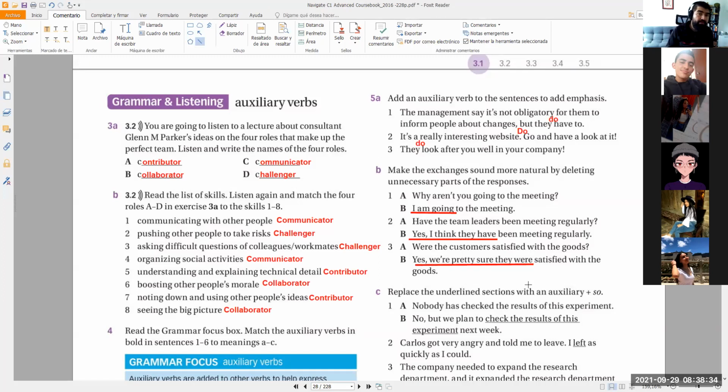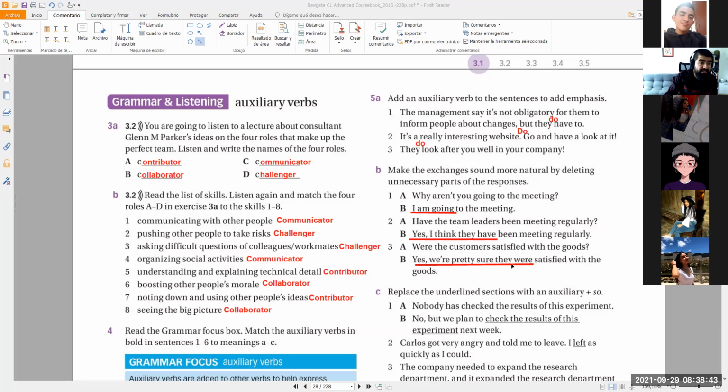Basically, once again, if you remember the topic of phrases, that's going to be it. So as you can see, guys, in the 3 cases, I am going, I think they have been meeting, we're pretty sure they were satisfied, we have verb phrases, which means, remember that phrases are groups of related words. So in I am going, am and going are one phrase. There are 2 words together, they make one action. Here, have been meeting, that's another phrase. And here, we're satisfied, those are verb phrases.